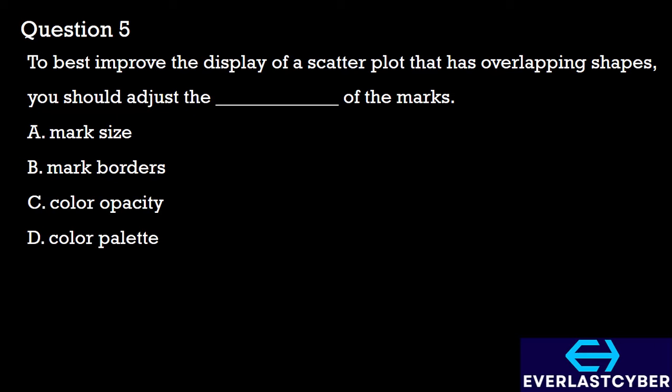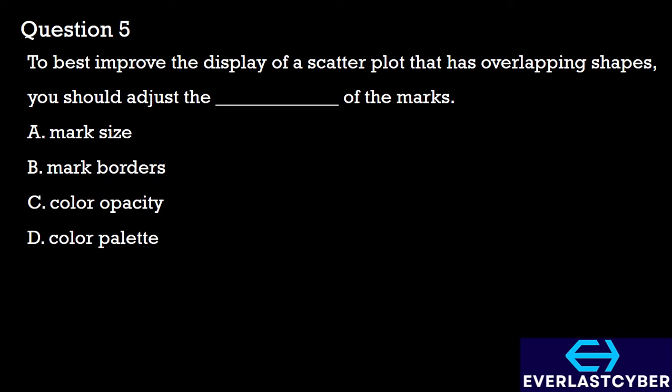For option B, adding borders can make individual marks slightly easier to distinguish, but it does not effectively resolve overlapping issues. For option C, adjusting the opacity of the marks makes overlapping points partially transparent, and this will allow you to see areas where marks overlap more clearly and visualize density.